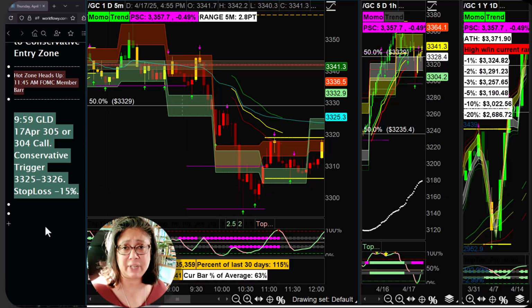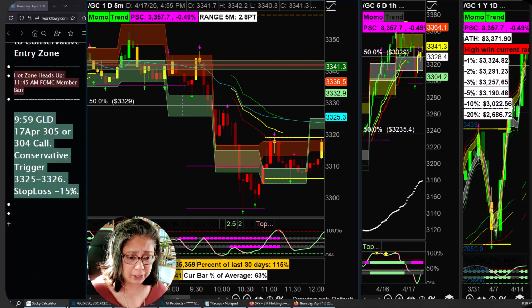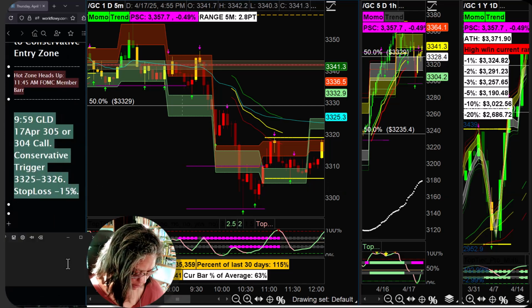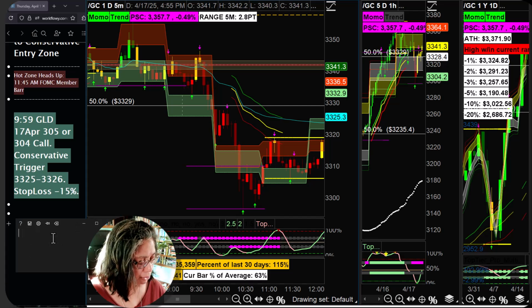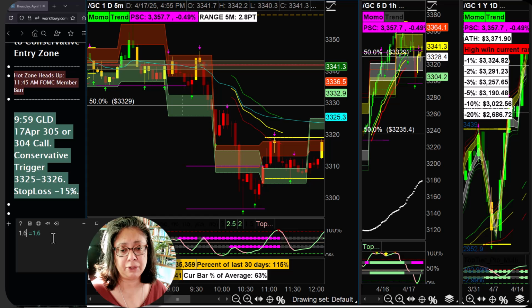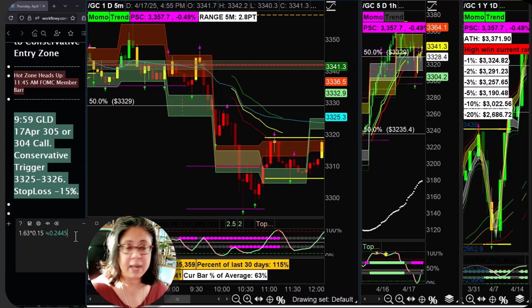So I'm risking 15 cents on the dollar. In this case, I'm going to show you this little calculator that we use. The two levels that I bought were 163, and I bought the 304s and I bought the 303s in this example. So immediately, if that particular position loses 15% or loses, in this case, 24 cents, I might give it a wiggle of about a nickel, but I'm out.